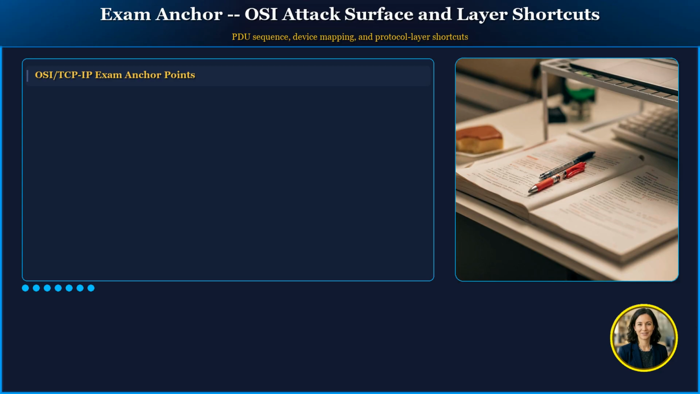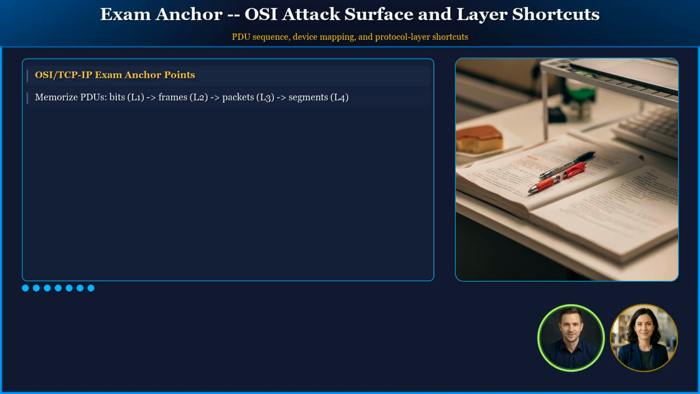Here is the anchor. Forget everything else and lock in this one sequence. Bits at layer 1, frames at layer 2, packets at layer 3, segments at layer 4, data at layers 5 through 7. That sequence is tested on every network question, and device mapping flows from it. Hub at layer 1, switch at layer 2, router at layer 3.